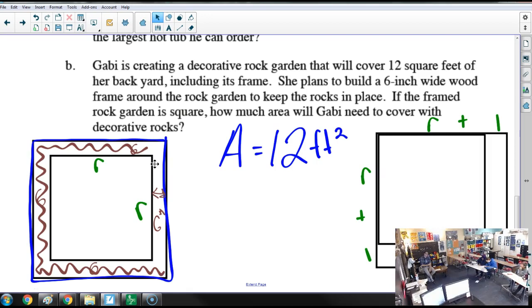So the hot tub was the easy part. Rock gardens are a little rocky. So the inside is r squared.